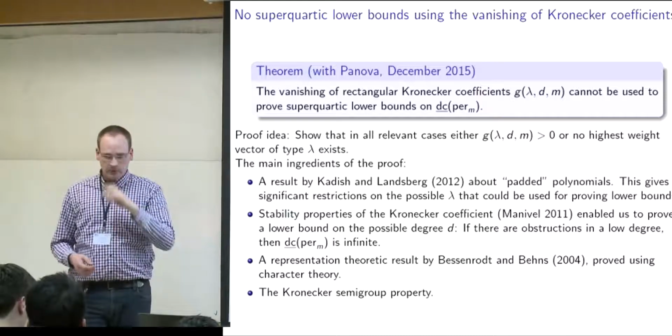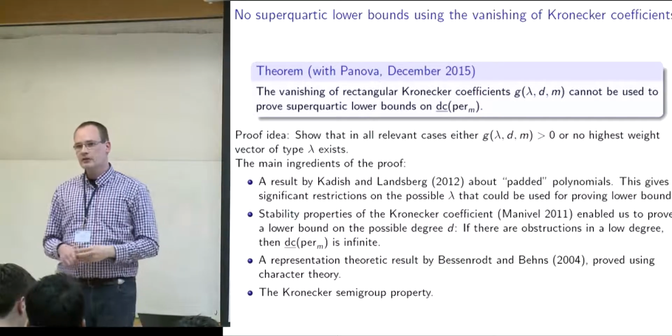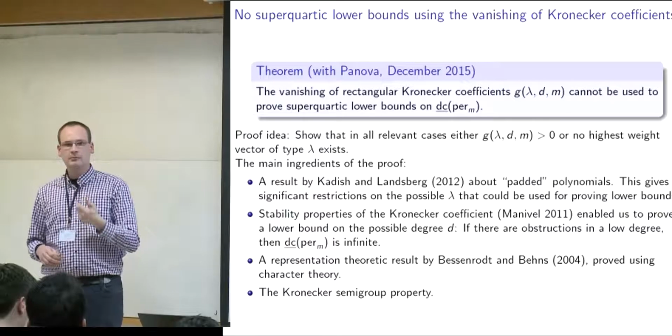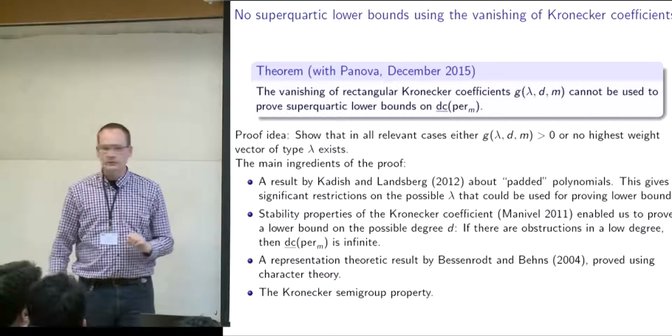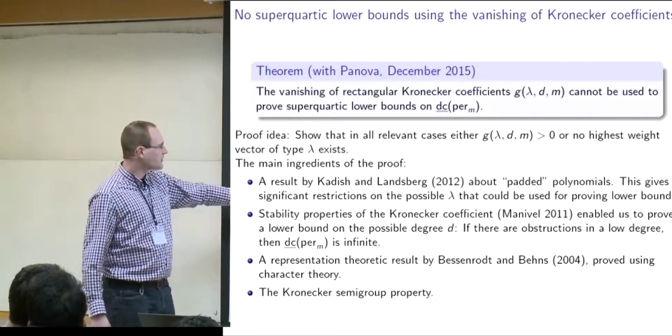It's another restriction, so the lambdas will always have a very long first row. When you want your lambda to prove a lower bound, the largest number in your partition will be very, very large in comparison to the rest of the numbers. So that they proved.